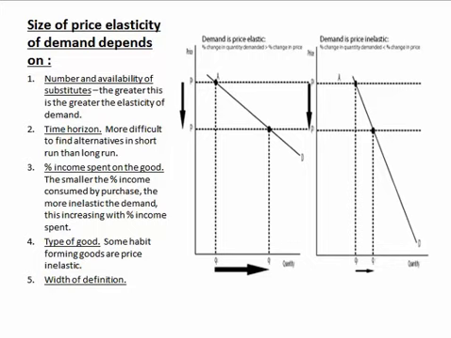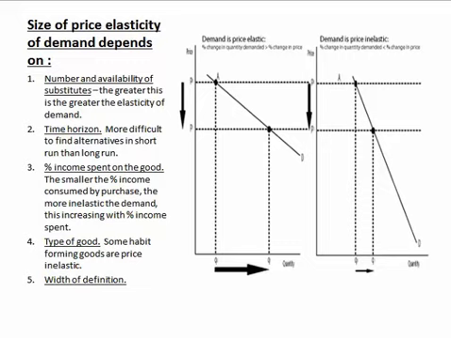The size of the price elasticity of demand depends on the number and availability of substitutes. The greater this is, the greater the elasticity of demand. The time horizon. While it may be difficult to find alternatives in the short run, over time this may become easier, therefore making demand more elastic. Percentage income spent on the good. The smaller the percentage income consumed by purchase, the more inelastic the demand, this increasing with percentage income spent.